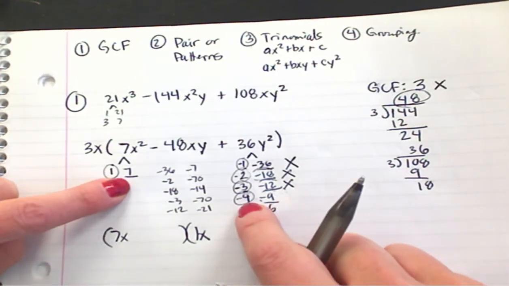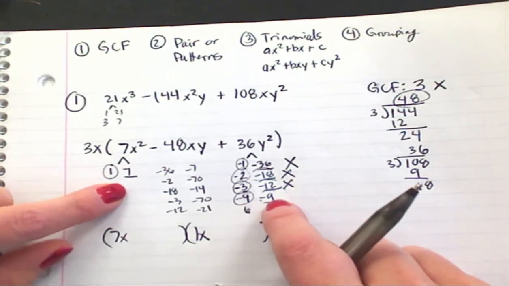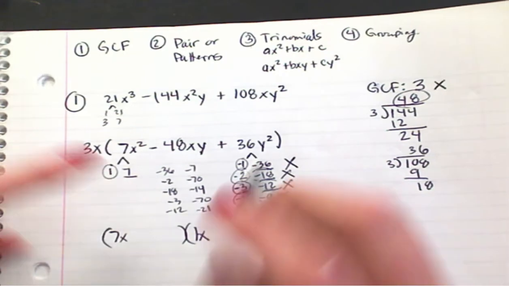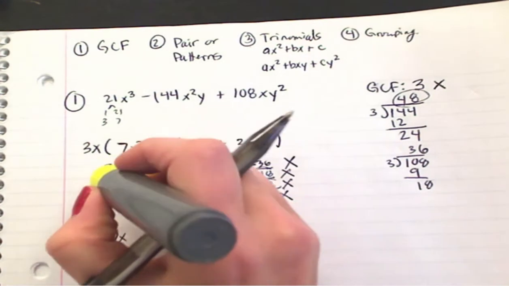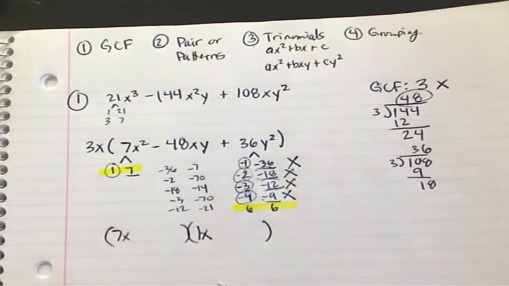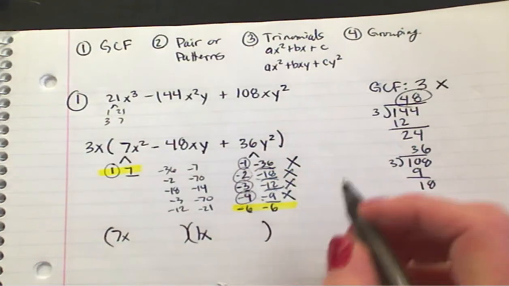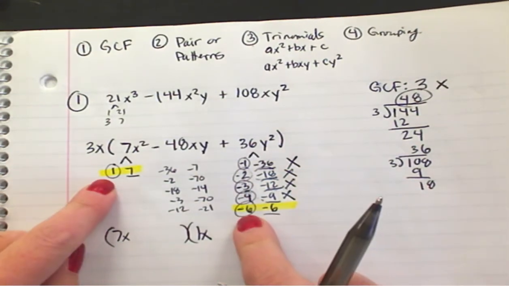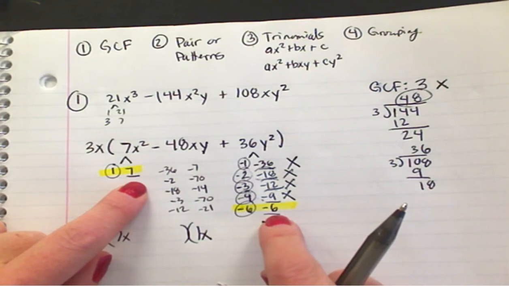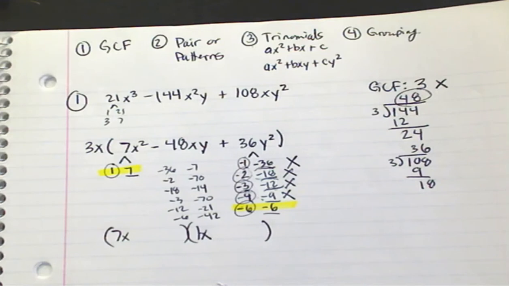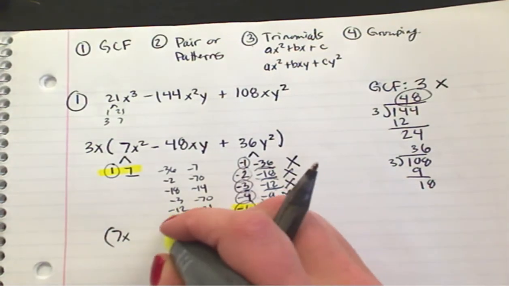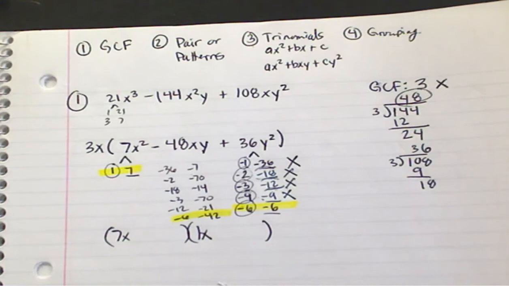-9 and -28. No. -4 and -63. No. Well, I sure hope it's the last one. That's all I've got left. Okay. Here's my choice. They both have to be negative. -6 and -42. That's it. -6 and -42. Those are the numbers that are going to add to -48. Those might be the only numbers I jot down on my paper.